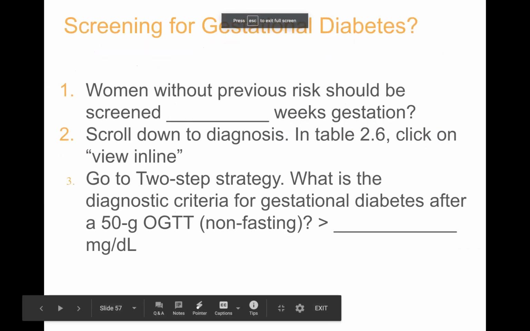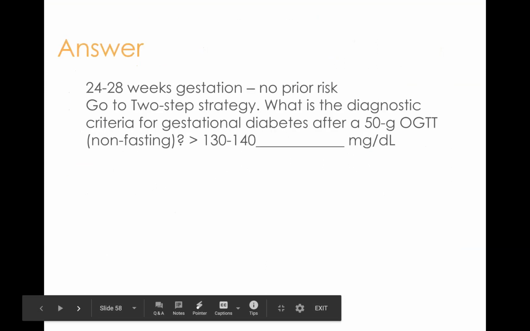Okay. So women without previous risk should be screened how many weeks? Okay. So write that down. We went into table 2.6. We clicked view inline, go to the 2-step strategy. And what is the diagnostic criteria for gestational diabetes after a 50-gram oral glucose tolerance test? So there you go.